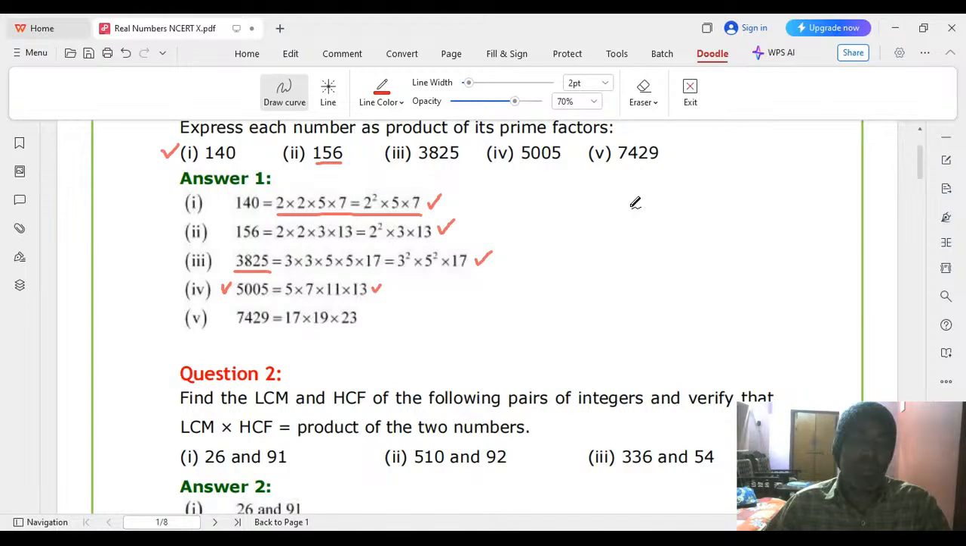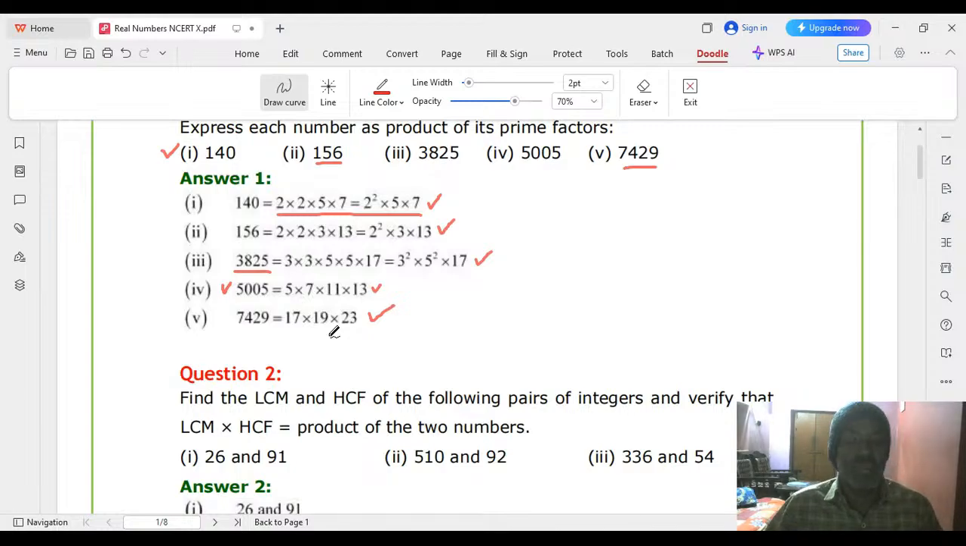7429. The prime factorization of 7429 is 7 into 17 into 19 into 13. Once again I am going to repeat what a prime number is. Prime numbers are greater than 1 and divisible by 1 and itself. Any number which satisfies these two conditions is known as a prime number. It means that a prime number is greater than 1 and divisible by 1 and itself.